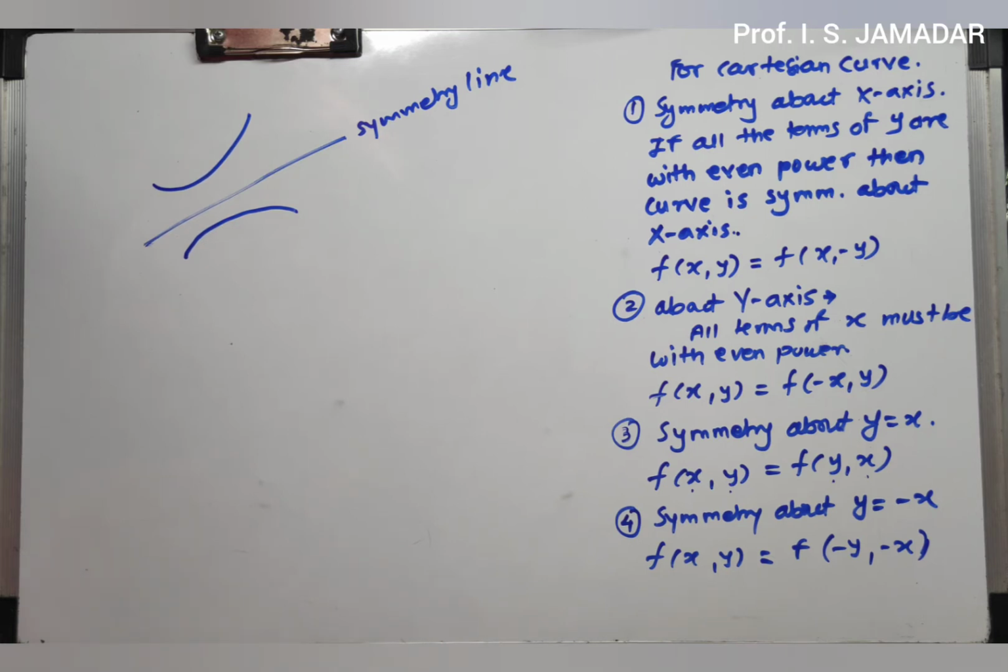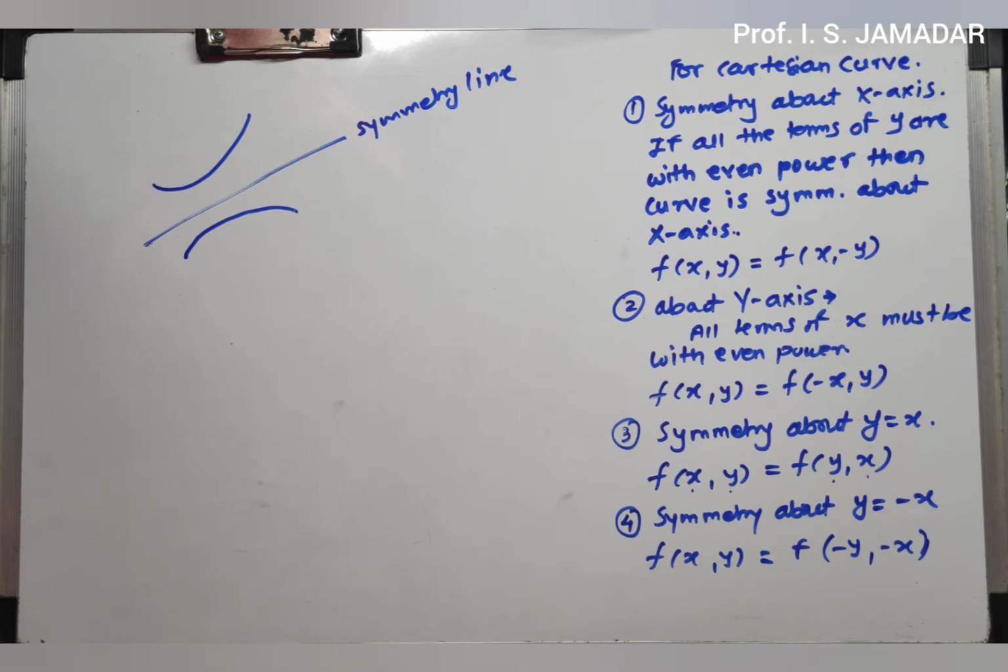These four rules we have. F of x y is equal to f of x minus y, then the curve is symmetric about x-axis. F of x y is equal to f of minus x y, then the curve is symmetric about y-axis. F of x y is equal to f of y x, then the curve is symmetric about line y equal to x, and f of x y is equal to f of minus y minus x, then the curve is symmetric about line y equal to minus x.